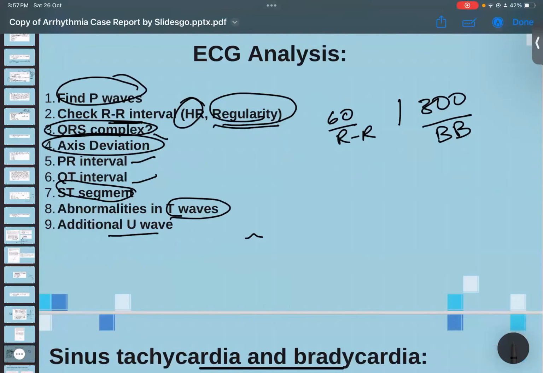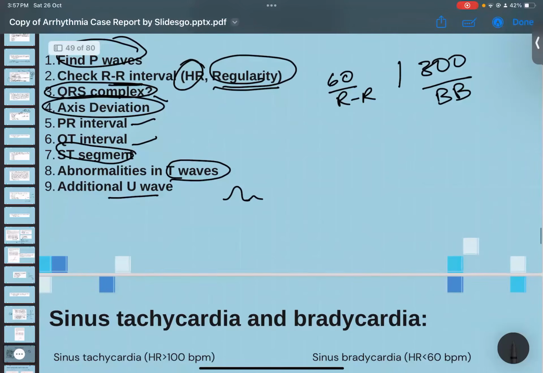Usually an additional U wave is very small. It's right after the T wave, and this can happen because of electrolyte abnormalities. But this is something just extra, and Dr. Simon will definitely not quiz you on this. T waves could be inverted or they could be upright. Inverted could be in cases of ischemia, but then again, he hasn't taught you that, so he would not bring you any abnormalities within the T waves, just something extra for you guys to know.